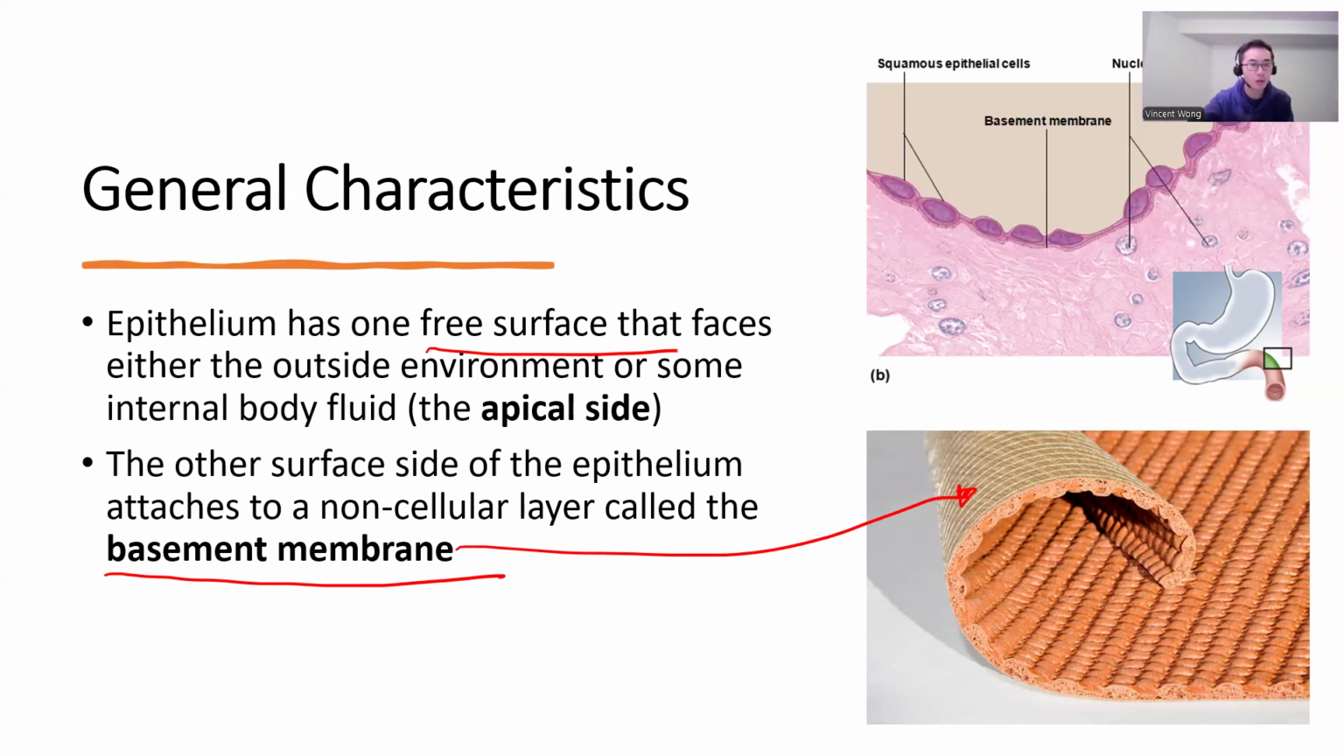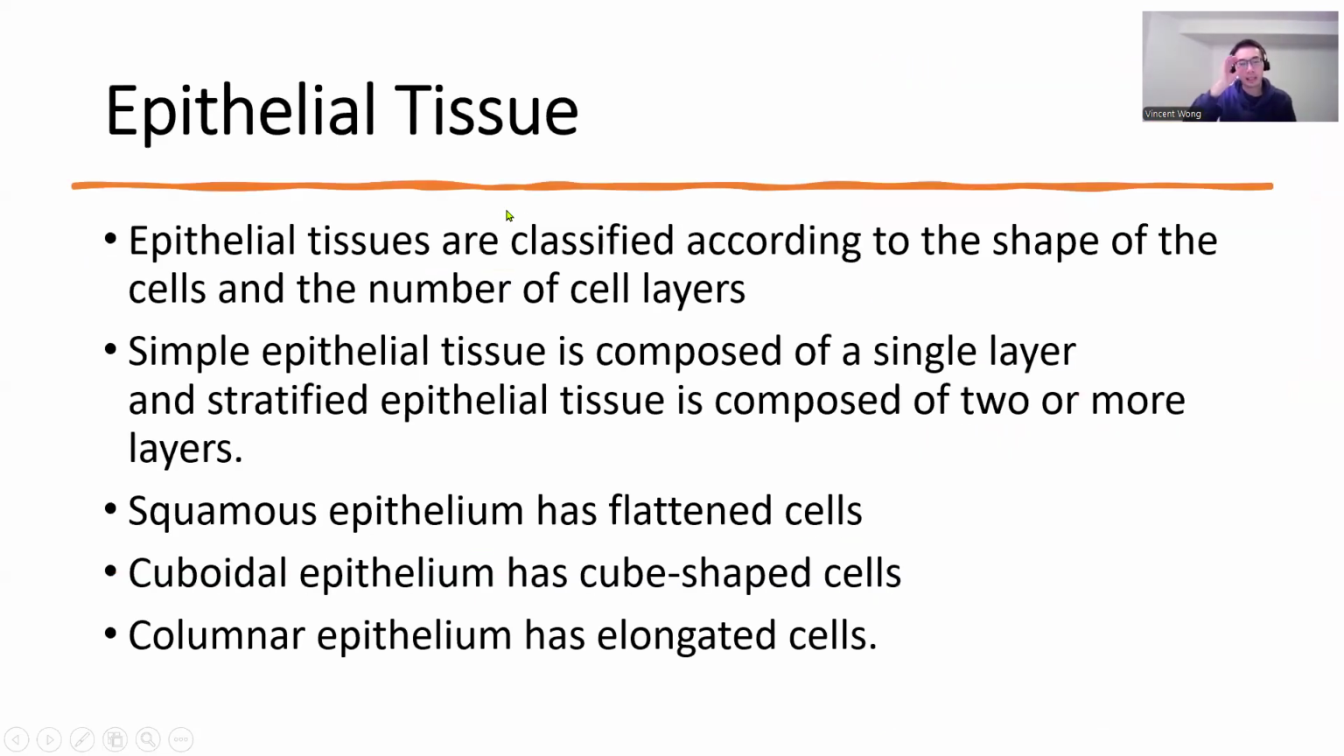So all epithelial tissue has this kind of structure. Instead of saying epithelial tissue, sometimes they just call it epithelium. It means the same thing. We can classify epithelial tissue based on number of layers and their shape. If it's a single layer, then we say simple. If it's multiple layers, then we say stratified. Okay. One layer, simple. Two or more layers, stratified.